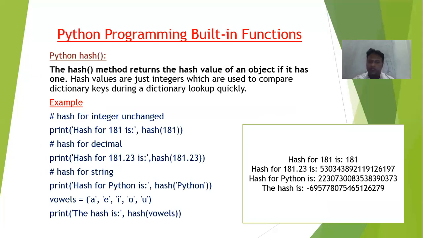The hash method returns the hash value of an object, meaning it gives you a hash value. For 181 it is 181. When you convert 181.23, it is converted to a different hash format. For an integer it is the same, but for other types like a string, it allocates a memory location where your value is stored.